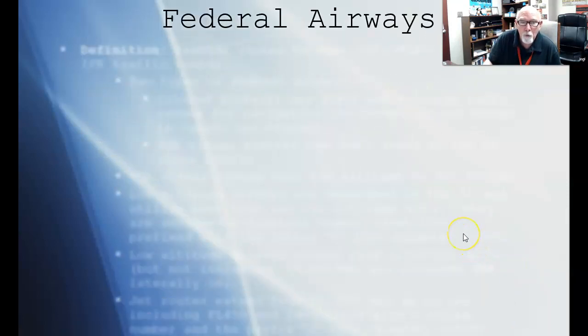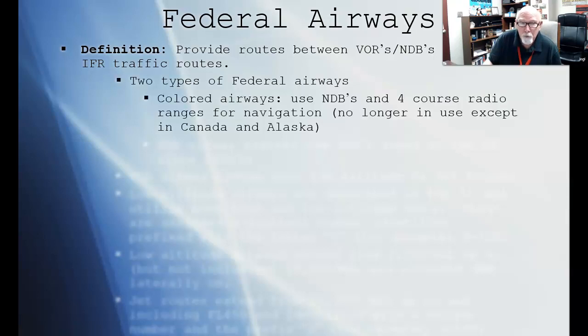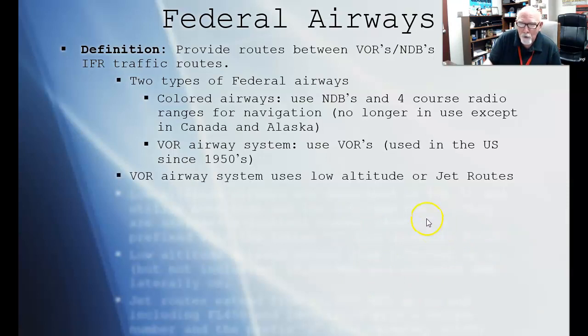The federal airways themselves are basically airways between 2 nav aids, and they provide routes between NDBs, or mostly VORs. And there are 2 types. The colored airway uses NDBs and 4 course radio ranges for navigation. They're really no longer in use except in Canada and Alaska. And then there are the VORs, which we call the Victor Airways for the V. VOR airway is still used for low altitude or jet routes.